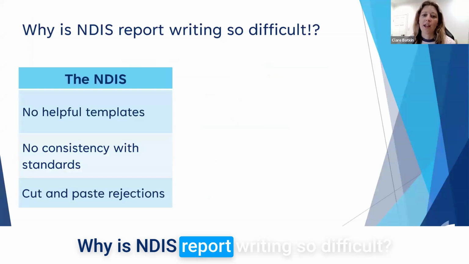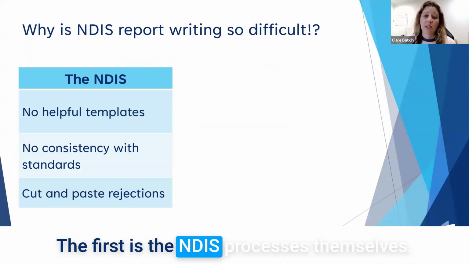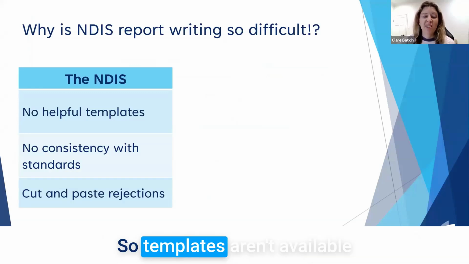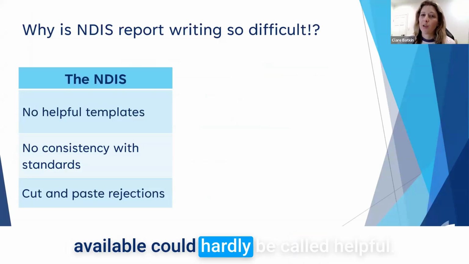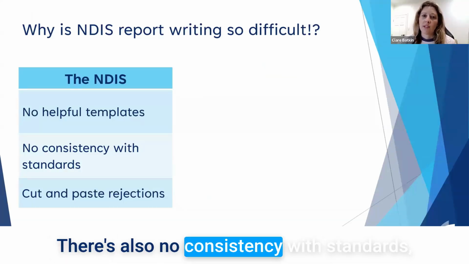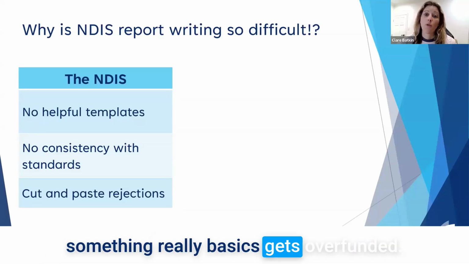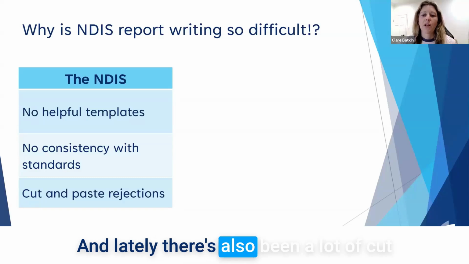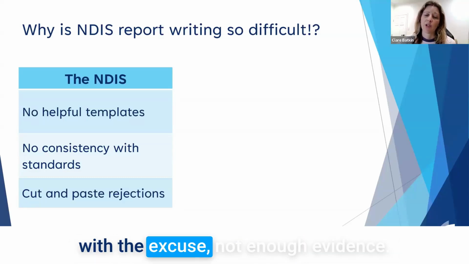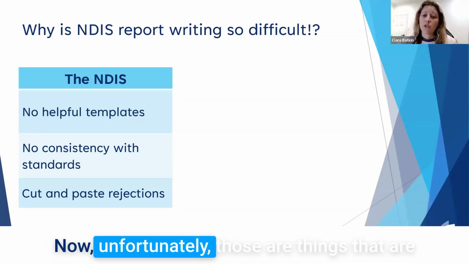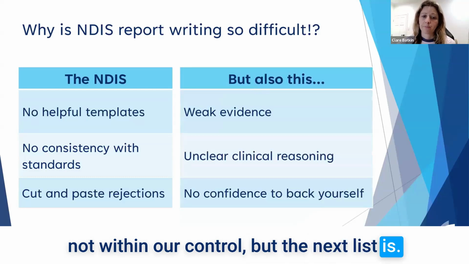Why is NDIS report writing so difficult? It does come down to two types of reasons. The first is the NDIS processes themselves. Templates aren't available for every type of report, and let's face it, those that are available could hardly be called helpful. There's also no consistency with standards, with the best report being knocked back, while something really basic gets overfunded. And lately, there's also been a lot of cut and paste rejection reasons, with the most detailed reports being dismissed with the excuse, not enough evidence. Unfortunately, those are things that are not within our control, but the next list is.